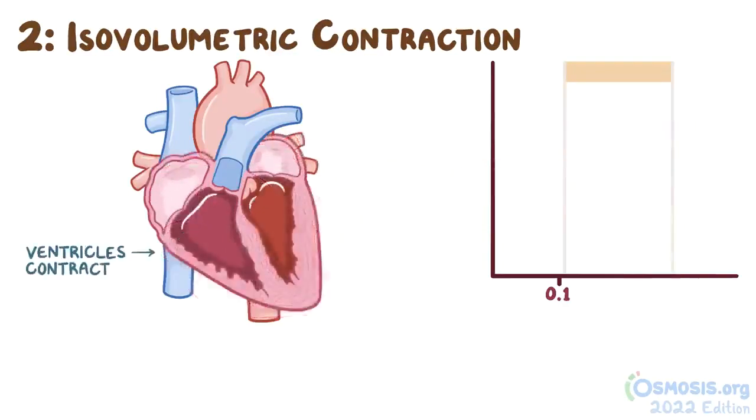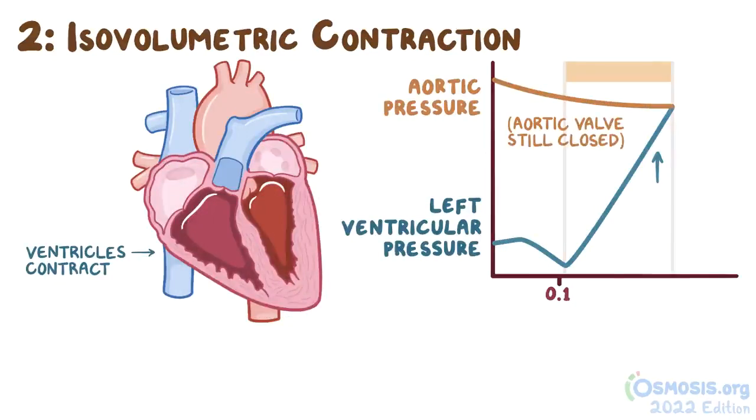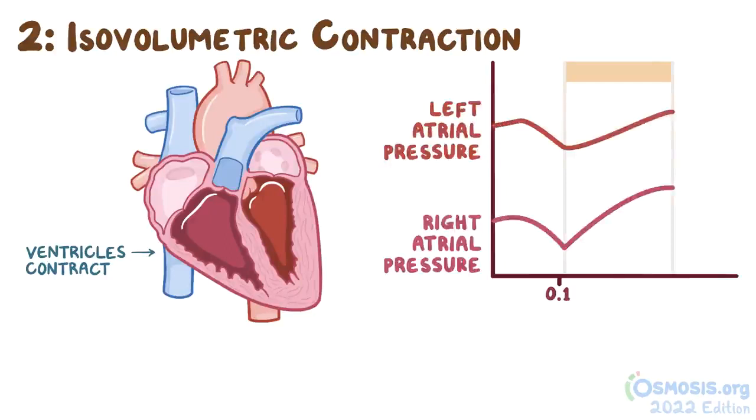But the ventricles contract, so ventricular pressure increases rapidly. However, in the left ventricle, the pressure doesn't exceed aortic pressure, so the aortic valve is still closed. At the same time, there's a slight increase in the left and right atrial pressure because the increasing ventricular pressure makes the atrioventricular valves bulge into the atria. This increase in the atrial pressure is registered as the C wave on both left and right atrial pressure curves.